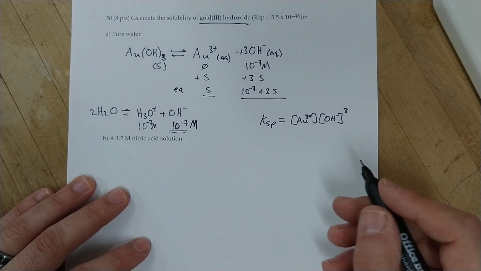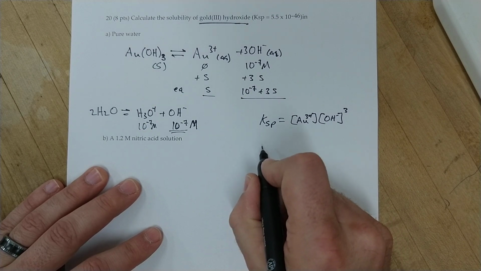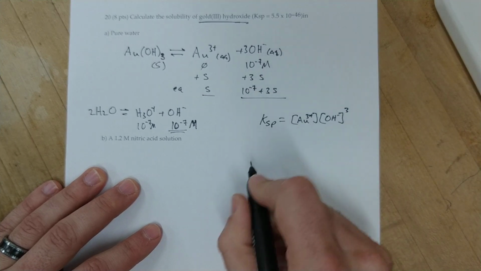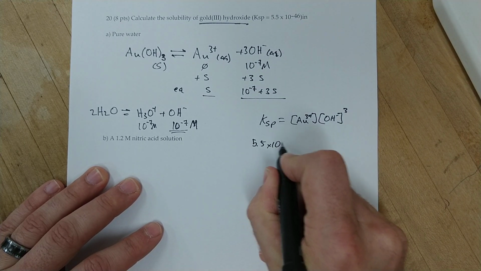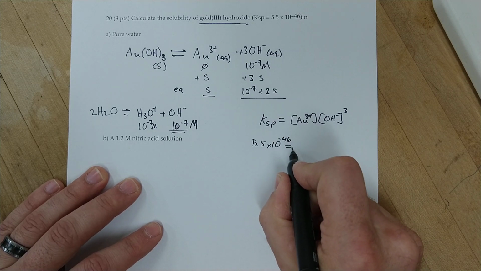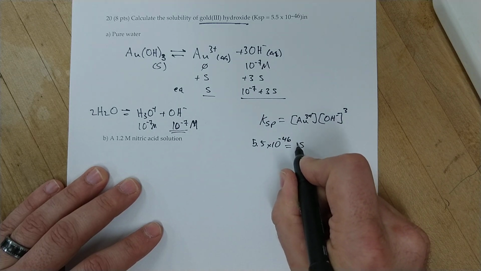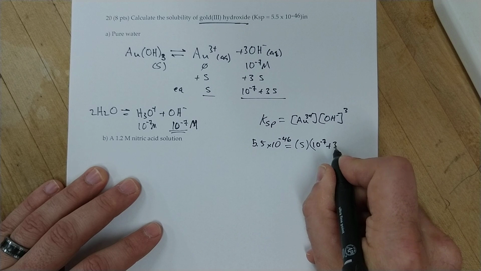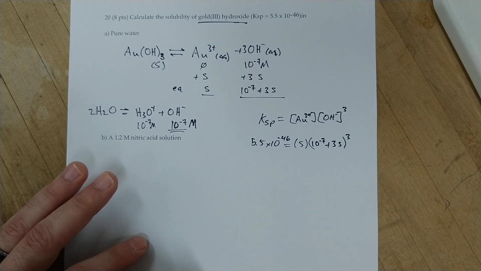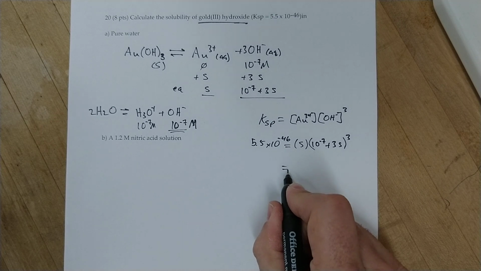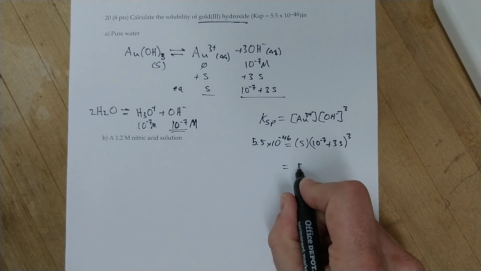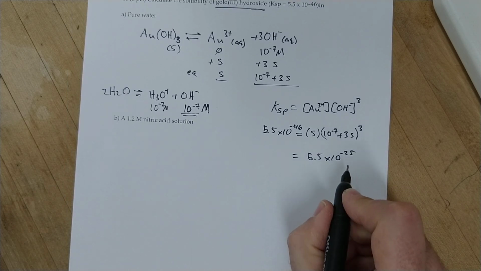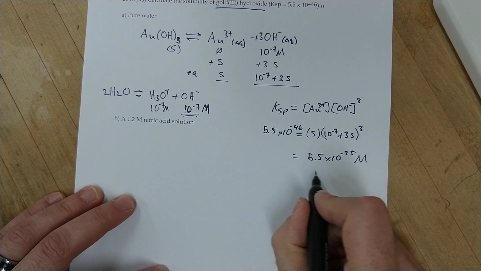So now we just need to plug in the equilibrium concentrations, and we can solve from there. So KSP is 5.5 times 10 to the negative 46. The concentration of gold 3 we'll call S, and the concentration of hydroxide is 10 to the negative 7 plus 3S, cubed. If you solve this, then you'll get 5.5 times 10 to the negative 25 molarity for your solubility.